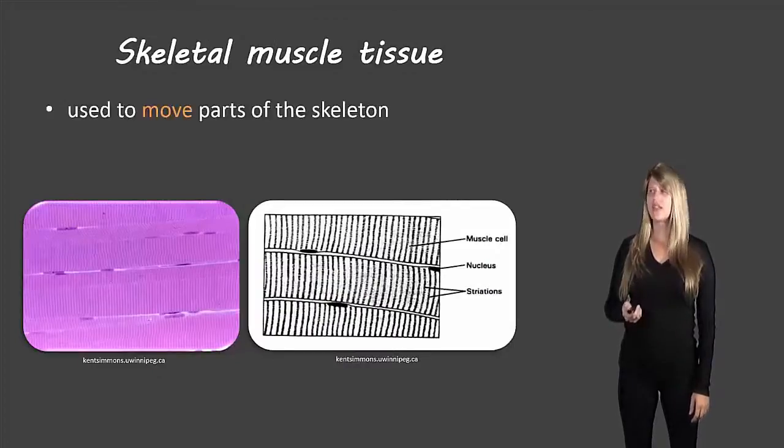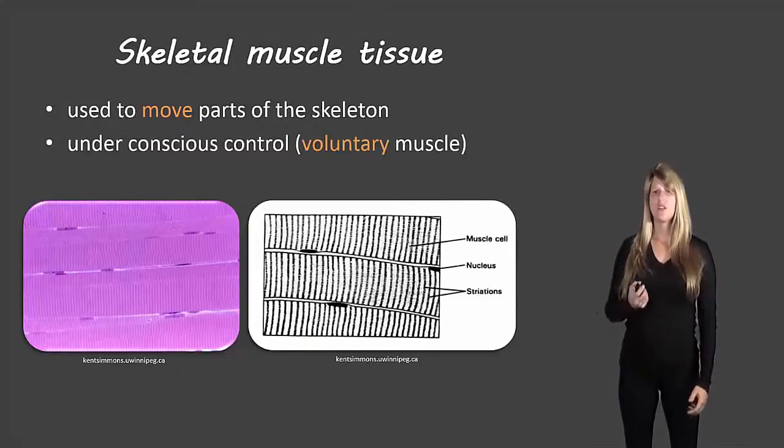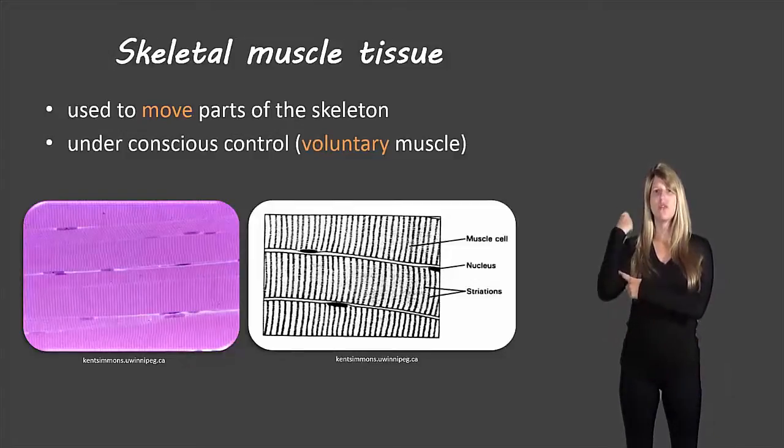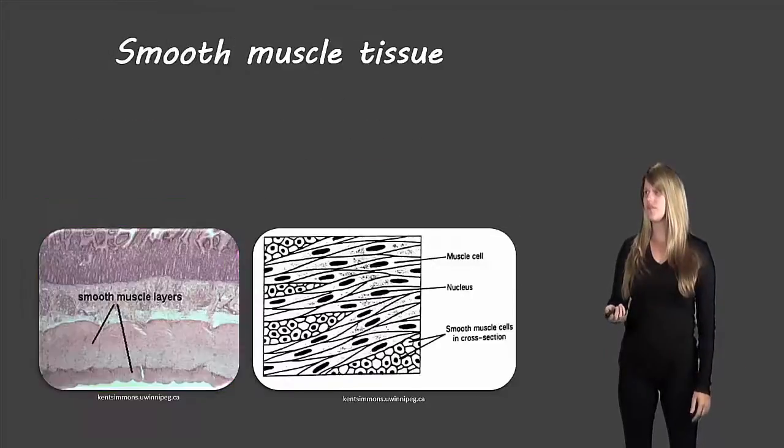The skeletal muscle is used to move parts of the skeleton, and it's under conscious control, which means it's voluntary muscle. So if I want to move my bicep, I can move my bicep, and I'm telling my brain, okay, I want to move my bicep, and then my brain makes that happen. So this is something that we can control.